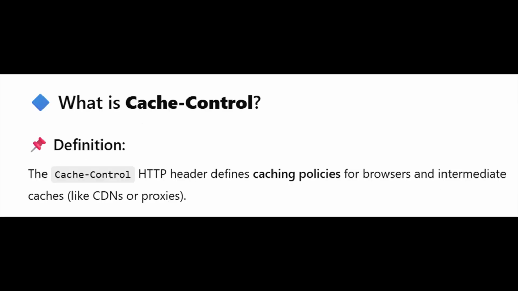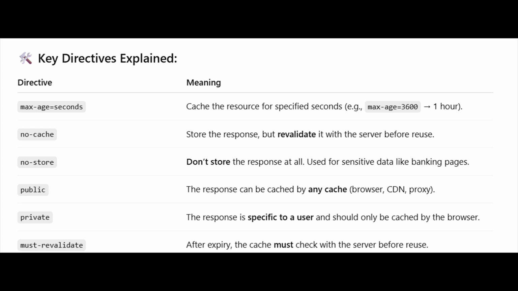What is Cache-Control? Definition. The Cache-Control HTTP header defines caching policies for browsers and intermediate caches, like CDNs or proxies. Key directives explained. Directive, meaning. max-age=seconds: cache the resource for specified seconds, e.g., max-age=3600 is 1 hour.